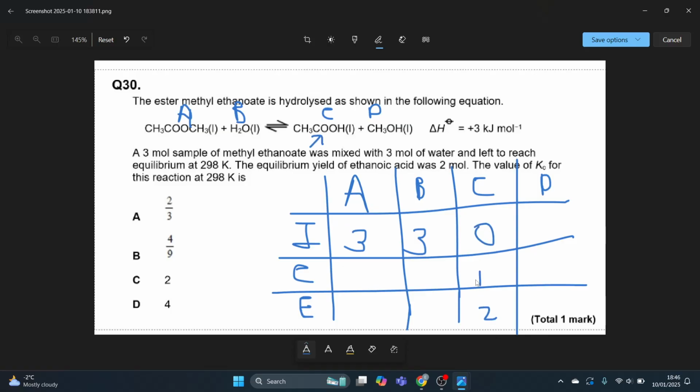So adding 2, and we're going to assume the initial moles of D was 0 as well because it doesn't tell us, therefore we're going to add 2 as well. And if we're adding 2 on this side, we're going to minus 2 on this side. So it's going to be 1 and 1. Products to the power of P times reactants to the power of R. So 2 times 2 divided by 1 times 1. 4.